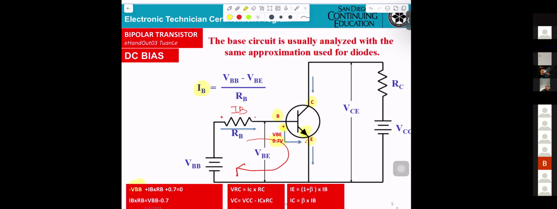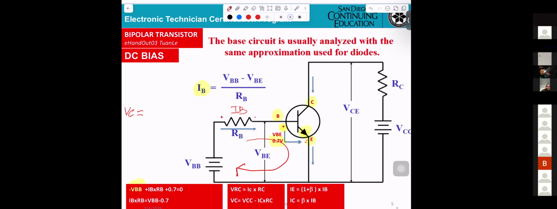Okay. Now, if I want to calculate the VC, how can I calculate it? What do you think? First, you know the beta. VC means voltage from collector to the ground. So you're going to do VCC minus IC times RC, where IC is beta times IB. So that's your solution right there.